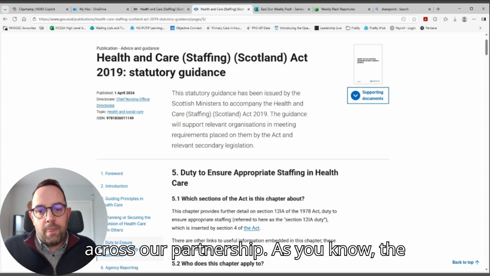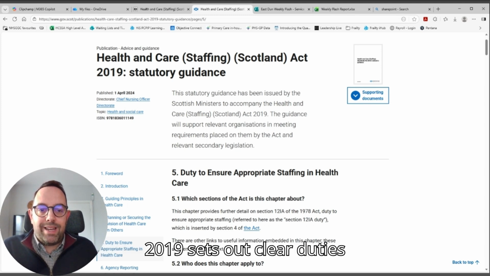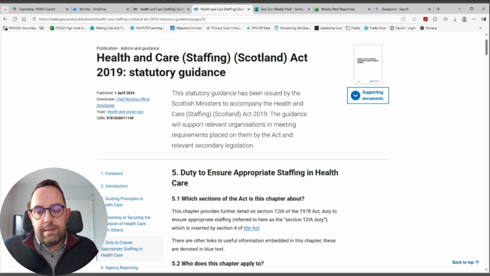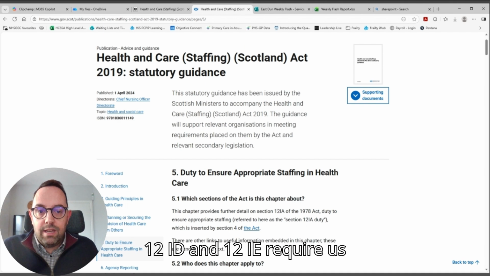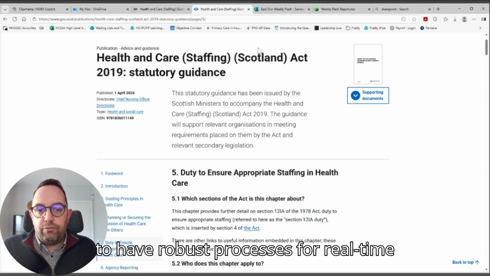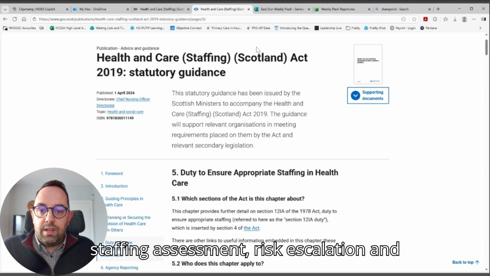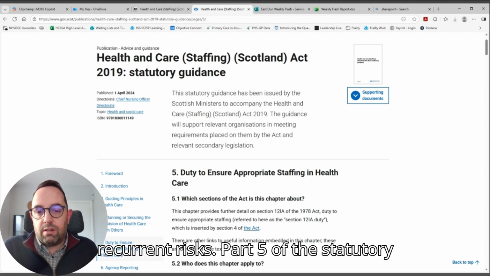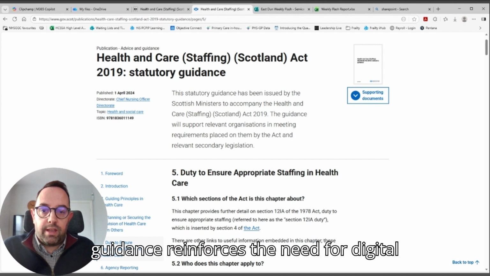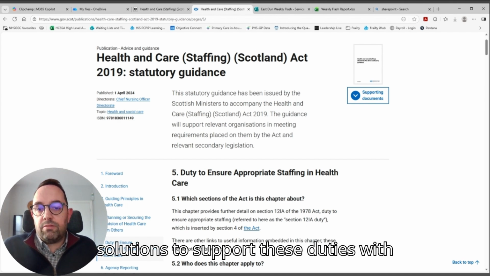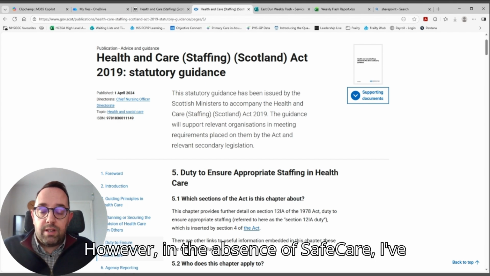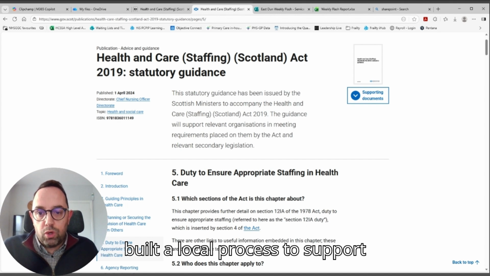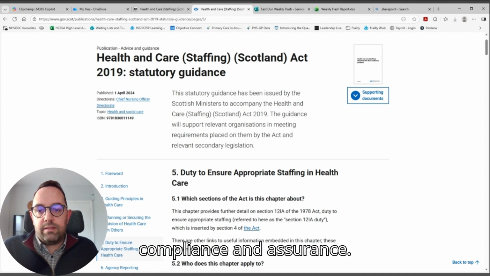our partnership. As you know, the Health and Care Staffing Scotland Act 2019 sets out clear duties for all health and social care providers. Specifically, the duties 12IC, 12ID, and 12IE require us to have robust processes for real-time staffing assessment, risk escalation, and arrangements to address severe and recurrent risks. Part 5 of the statutory guidance reinforces the need for digital solutions to support these duties with platforms like SafeCare recommended. However, in the absence of SafeCare, I've built a local process to support compliance and assurance.